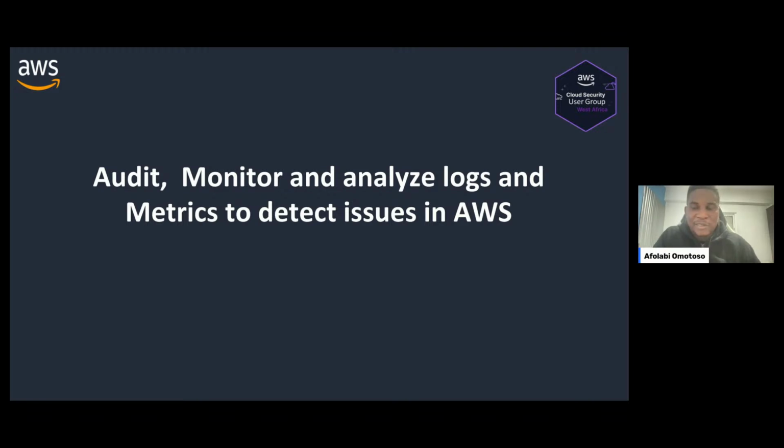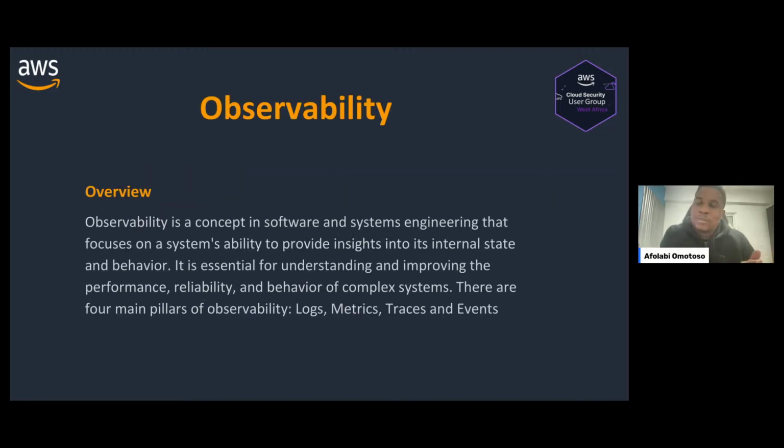Before I delve into logs and metrics, I would like to talk about the essence of logs. Before I can even talk about logs and metrics, there's something that I can call a kind of father to logs and metrics. Before we can even think about logs, what brings about the concept of logs or metrics? Basically, it's all about the term called observability. Observability is like the father that gives birth to.